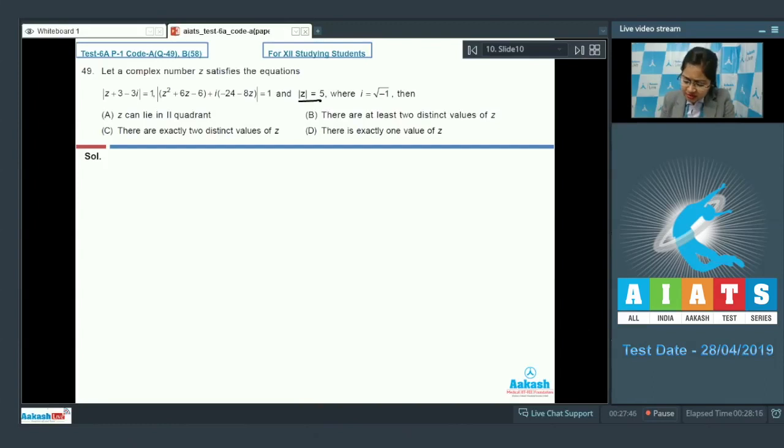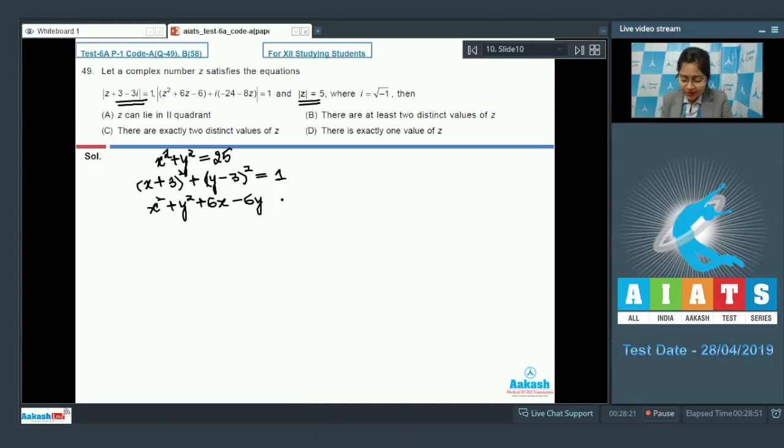Now here it can be seen that these two are a little easier equations. So let us try to solve it. Let us say z is equal to x plus iota y. So from the third equation we will get x square plus y square equal to 25, right? Now from the first equation we get x plus 3 whole square plus y minus 3 whole square is equal to 1. So we will get x square plus y square plus 6x minus 6y plus 9 minus 1, that is plus 17, equal to 0.